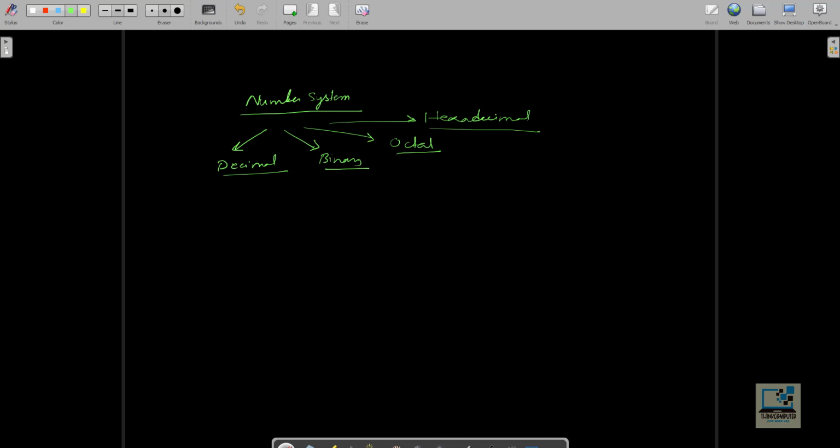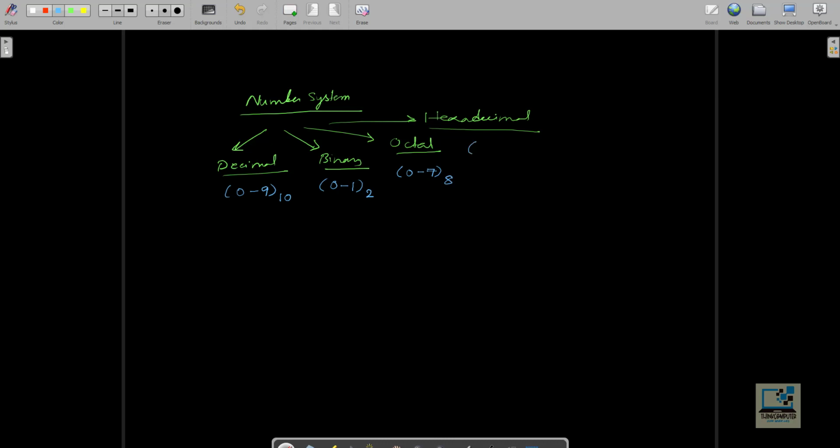Decimal number system, in this system we have total 10 digits. So it is from 0 to 9. The base of this number system is 10. In binary number system we have only two digits, 0 and 1. So the base of this number system is 2. In octal we have total 8 digits, that is from 0 to 7. So the base of this number system is 8.